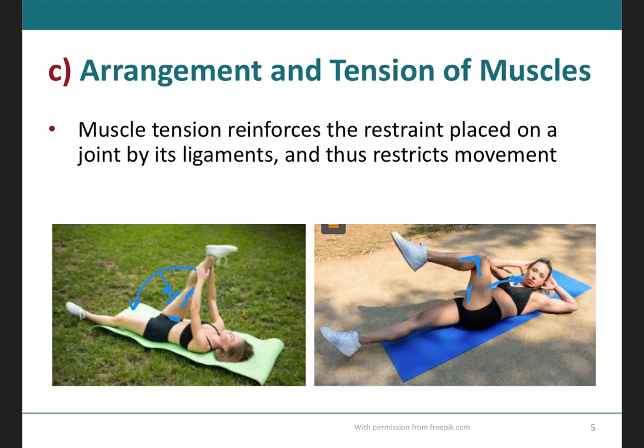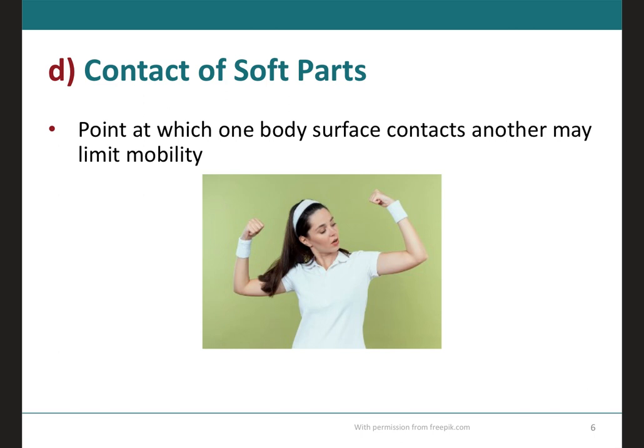Unless, of course, you have a big abdomen, then it's going to be hard for you to raise your knee to your chest. The contact of soft parts basically means the point where one body surface will contact another, and this may limit the mobility. For example, if you bend your arm at the elbow, as seen on this image, it can move no further once the anterior surface of the forearm meets the biceps brachii, which is a muscle on the arm. And the joint may also be restricted by the presence, for example, of adipose tissue.